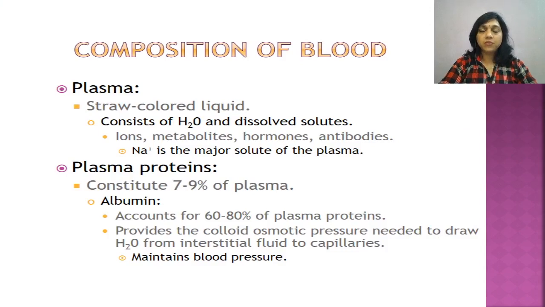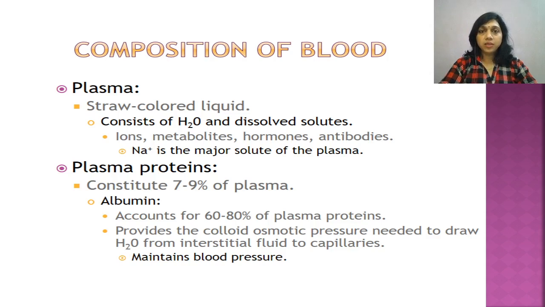Blood is made up of many different types of substances. The main substance is the plasma, a straw colored liquid, made up of 90% water, and in this water many different things are present in dissolved or insoluble forms, like ions, metabolites, hormones, antibodies, etc. Different ions like sodium, calcium, chlorine, and magnesium are all present in plasma.